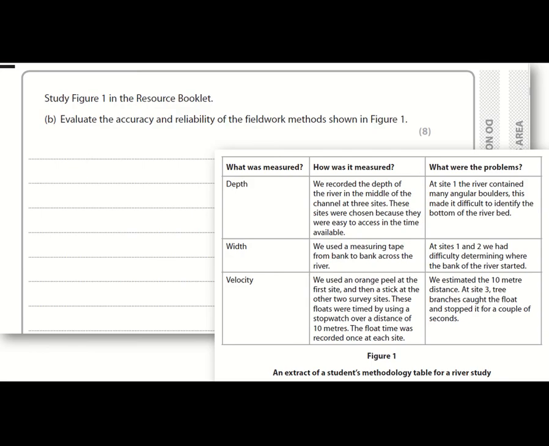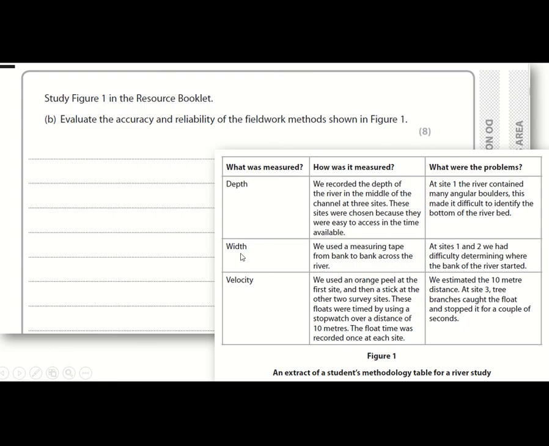Okay, this one is yet another question about methods, but this one's a big one. It's an 8 marker. So it says study figure 1 in the resource booklet. That tells you that this wasn't about your fieldwork, this is about someone else's. It told you about the 3 methods they used. They measured depth, width and velocity. It told you how they measured it and the problems.